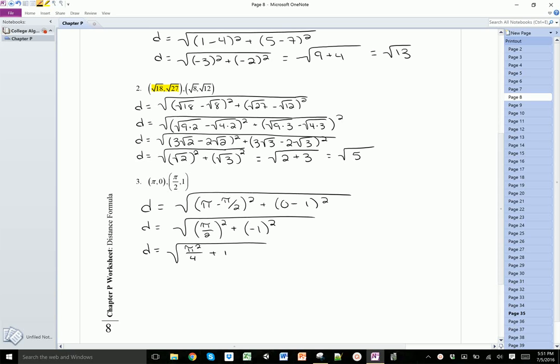Now, depending on what you're doing, you probably won't want to leave it in this form because it's not really simplified. So what I want to do is add these two fractions here. So I have pi squared over 4 plus 1. So I'm going to rewrite 1, or I'm going to use 1 as if it's the fraction 4 over 4.